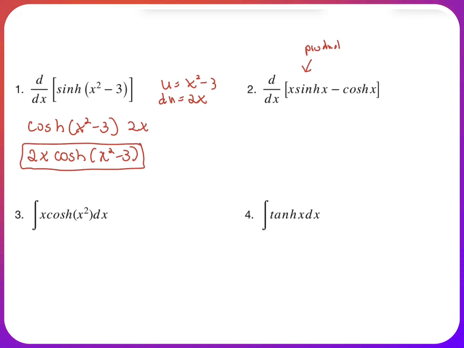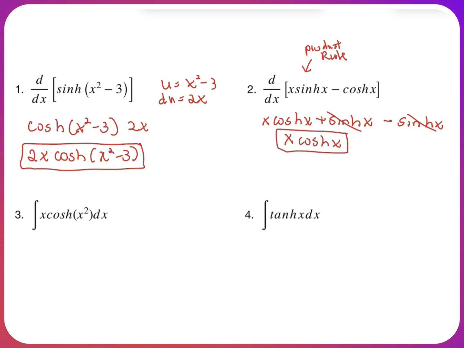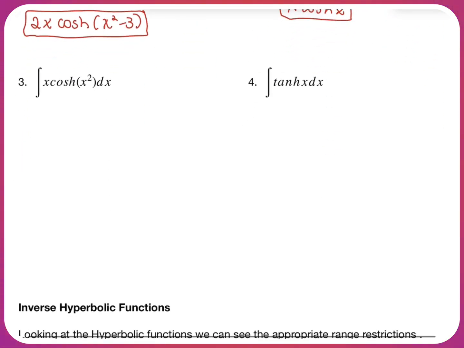Okay, let's see how you did on number 2. Did you remember to use the product rule in this first term? So that's first times the derivative of the second, plus our second term times our derivative of the first, and then minus the derivative of the hyperbolic cosine, which is hyperbolic sine. And then combining like terms, this simplifies down to simply x times the hyperbolic cosine of x.